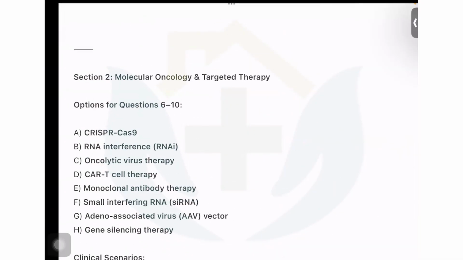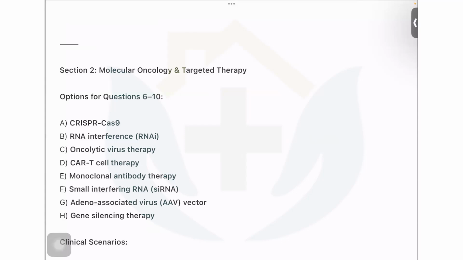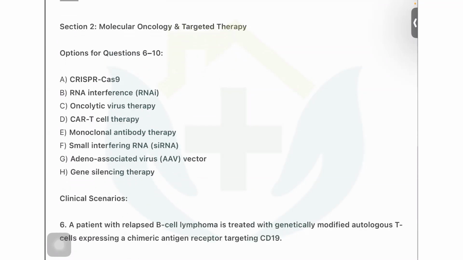So, molecular oncology and targeted therapy. We have CRISPR-Cas9, RNA interference, oncolytic virus therapy, CAR cell therapy, monoclonal antibody therapy, small interfering RNA (siRNA), adeno-associated virus vector, or gene silencing. So we'll have a few clinical scenario questions. A patient with relapsed B-cell lymphoma is treated with genetically modified autologous T cells expressing a chimeric antigen receptor targeting CD19. So we are using a T cell.